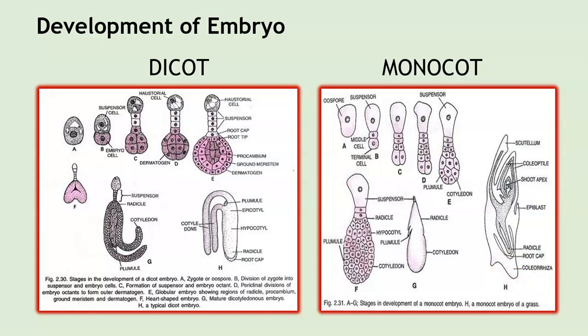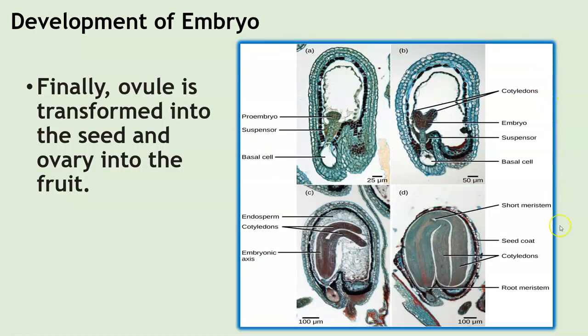Finally, the ovule is transformed into seed and the ovary is transformed into fruit. So this is how the development of the embryo takes place. Students, have a look at this image here. These are the real-time microscopic images of the development of the embryo, and as said, finally the ovule is transformed into the seed and the ovary into the fruit. So if you see the end product here, you can see the outer seed coat that gets formed, which is covering the developed embryo. So this is how the development of the embryo takes place.